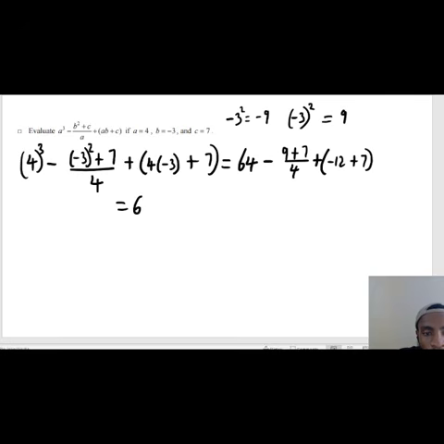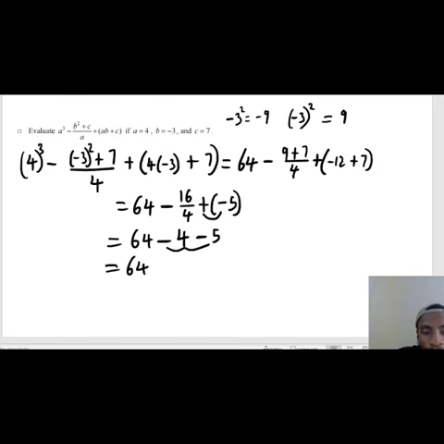So this will give us 64 minus 9 plus 7, which is what? 16 over 4, then plus minus 12 plus 7 is minus 5. So that will give us 64 minus 16 divided by 4, which is 4. Plus times minus is minus 5. That will give us 64 minus 4 minus 5, which is minus 9. And what is 64 minus 9? That will give us 55. And that's the answer. Very simple.